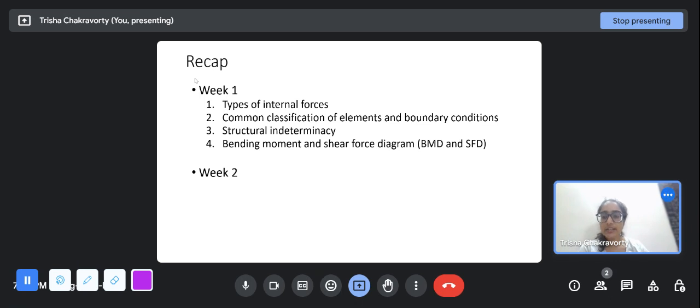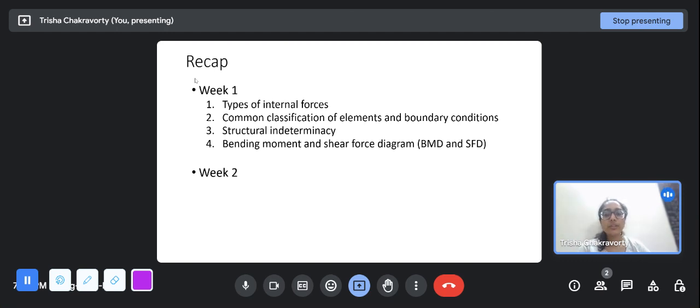And lastly, we looked at the bending moment and shear force diagrams. If a beam is given, and the loading conditions and the boundary conditions are given, then the pattern of bending moment and shear force, how they vary along the length of the beam. So the BMD and SFD are a very important topic of structural analysis.